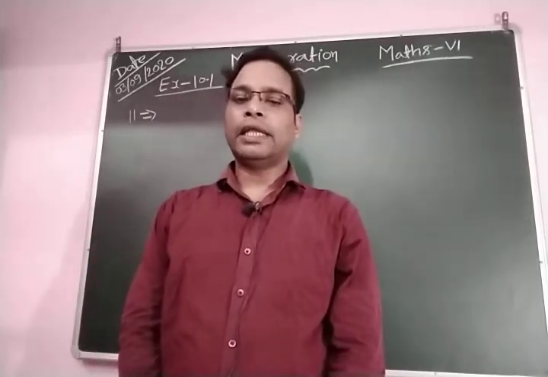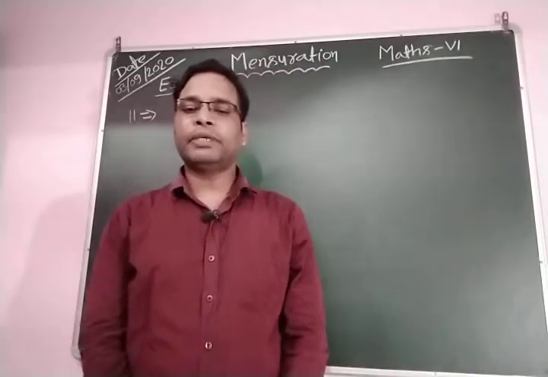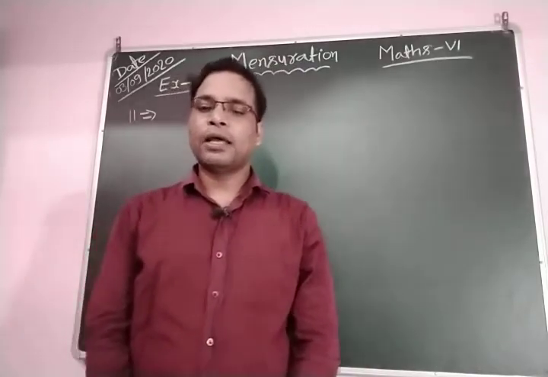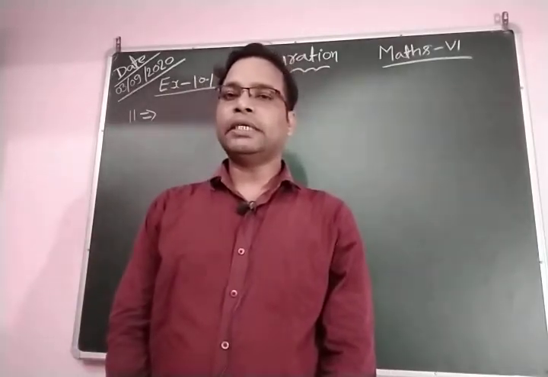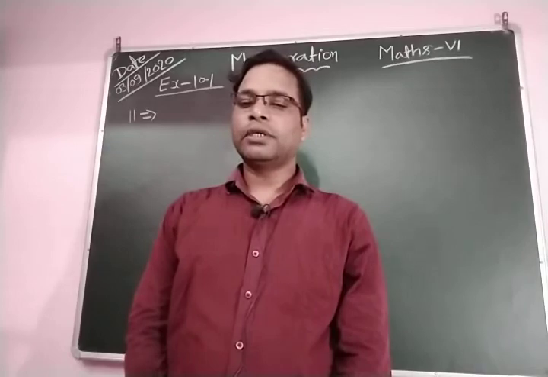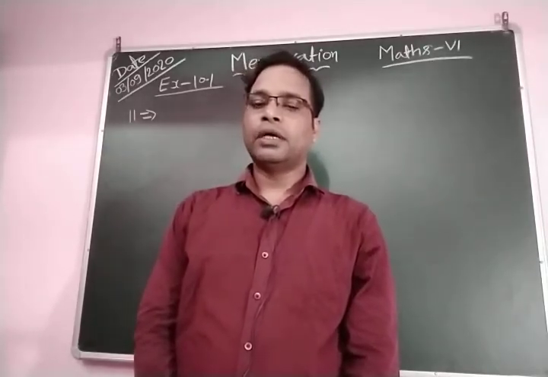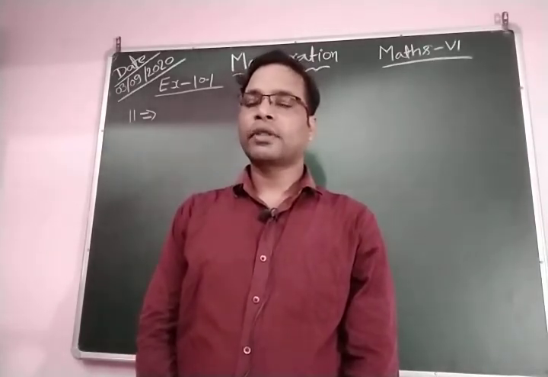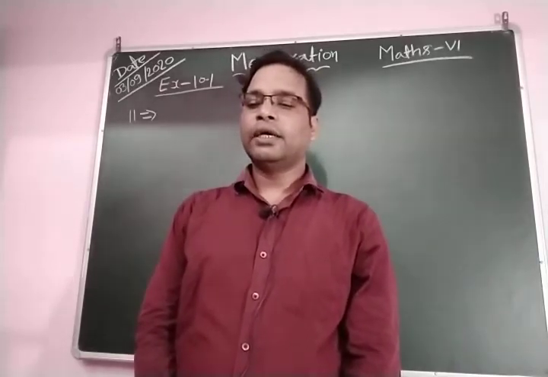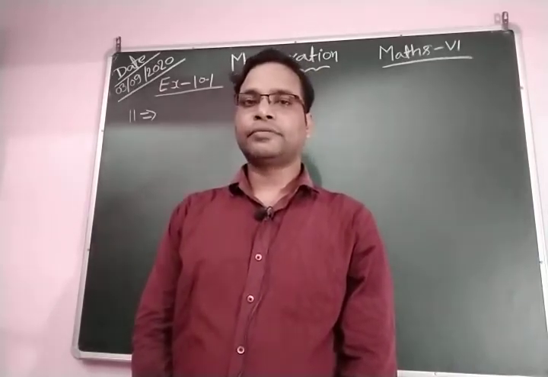Question number 11: a piece of string is 30 centimeter long. What will be the length of each side if the string is used to form a square, an equilateral triangle, and a regular hexagon?